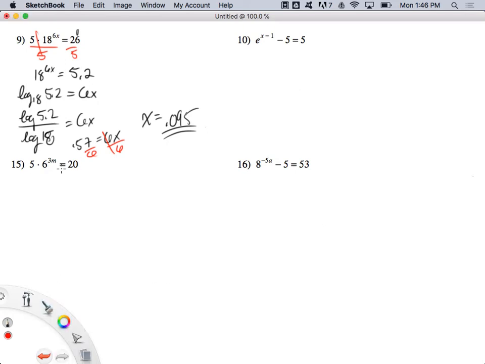What's the first step here? Divide by 5. We get 6 to the 3m equals 4. Once I've got the exponential alone, which I now do, I can rewrite it as log base 6 of 4 equals 3m. But in order to evaluate that logarithm, I have to use the change of base form, which is log of 4 over log of 6 equals 3m.